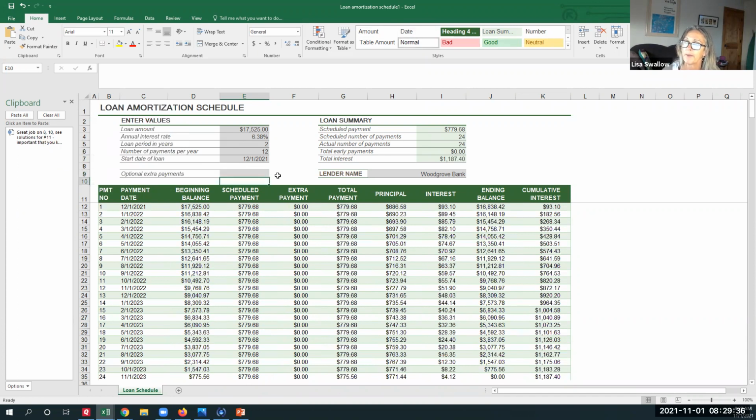What's my payment? So just take a moment and familiarize yourself. Go find out what my payment is a month. Okay, so that's $779.68. Next question. How much interest am I paying over the life of the loan?